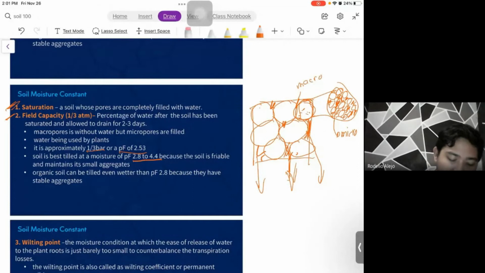Then organic soil can be tilled even wetter than 2.8 because they have stable aggregates. So it also depends on the type of the aggregates na meron tayo sa lupa. Kung mataas naman yung organic matter content, so syempre pwedeng mas mataas yung moisture kasi yung soil organic matter natin is mas madami siyang mag-absorb ng moisture compared to mineral soil natin, yung sand, silt, and clay.